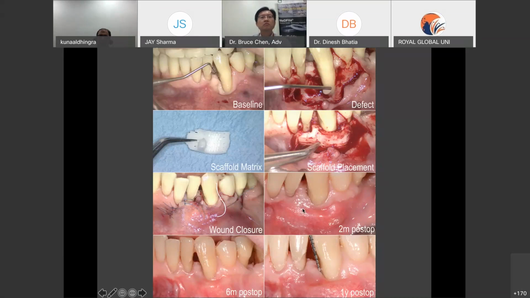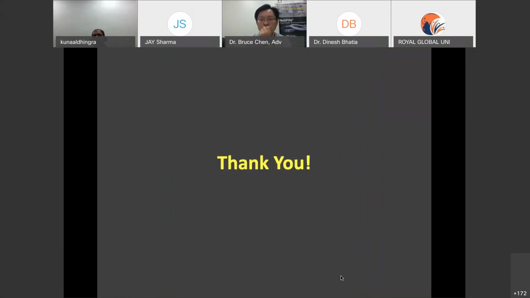So this was left to heal, and this is the picture at 2 months post-operative. Again, excellent results are seen at 6 months post-operative, and this is the 1 year post-operative picture, showing how from this situation we landed up here. So just with the application of a 3D printed scaffold, we could achieve such great results. But this was a case report which was published in 2015.